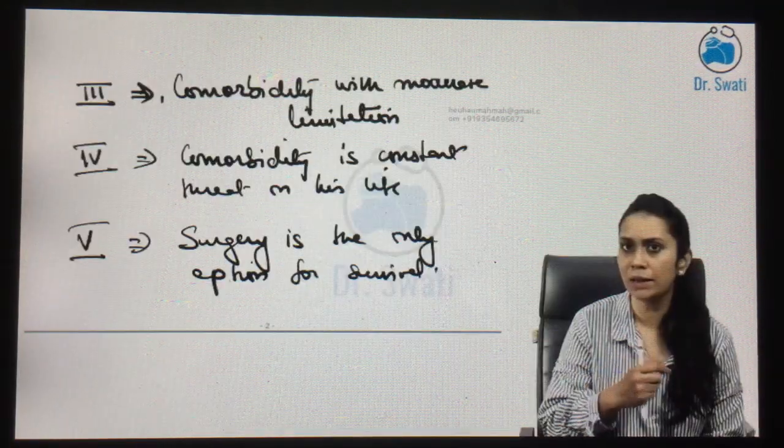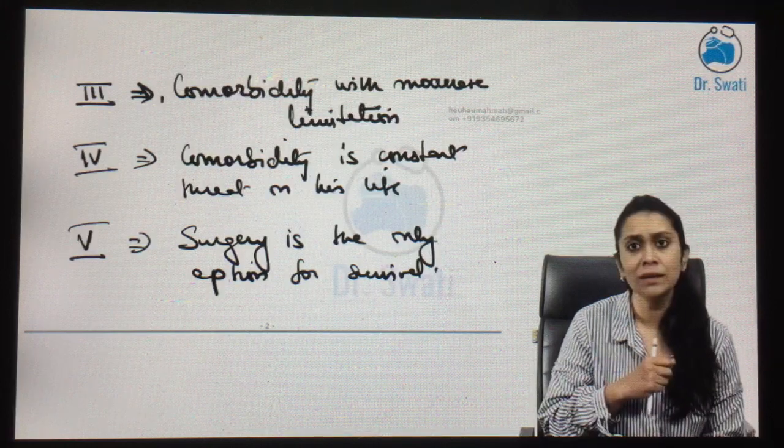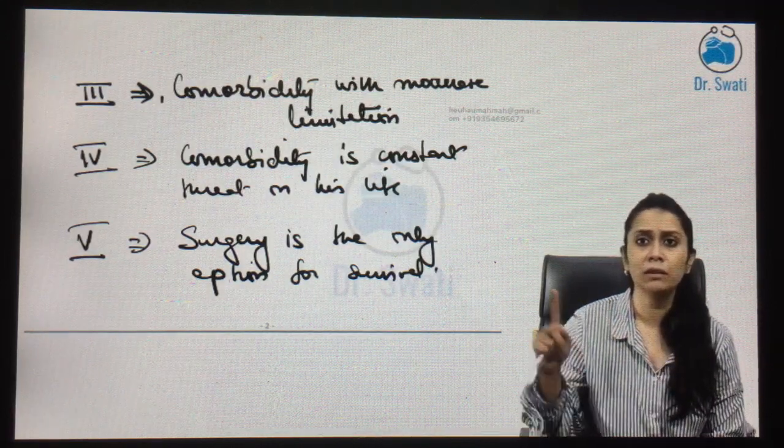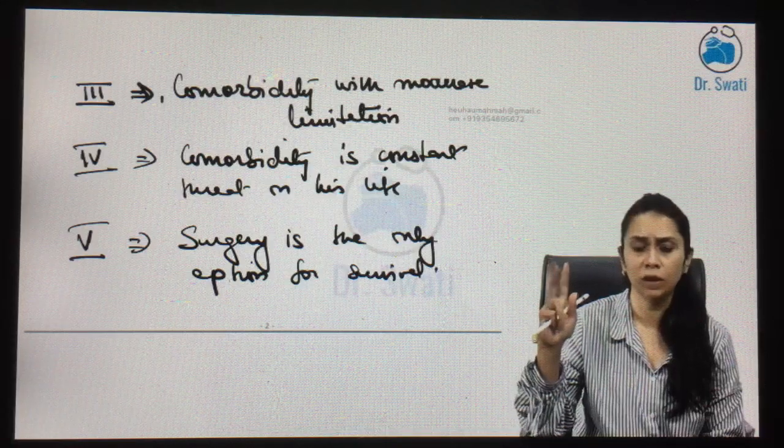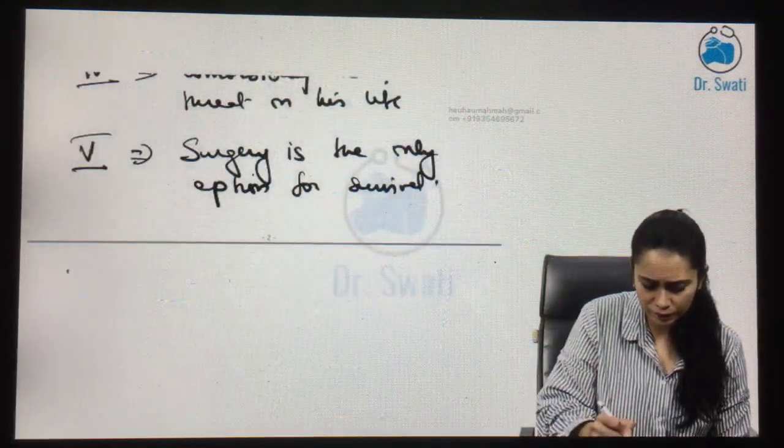Well, patient couldn't come out of the surgery, right? Patient couldn't come out of the surgery, but whatever chance he had was if the surgery was successful. So in desperation, we had taken the patient for surgery. This is ASA grade 5. Surgery is the only option for survival. Got it?